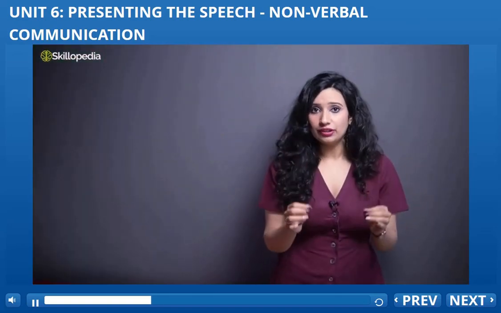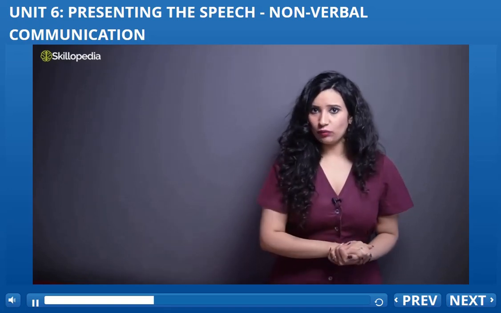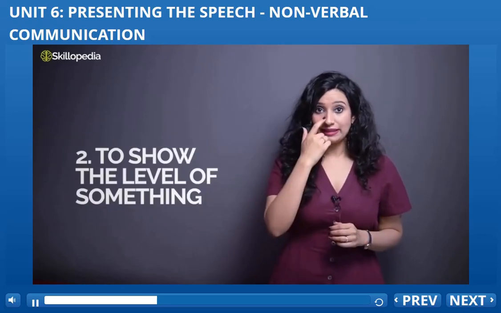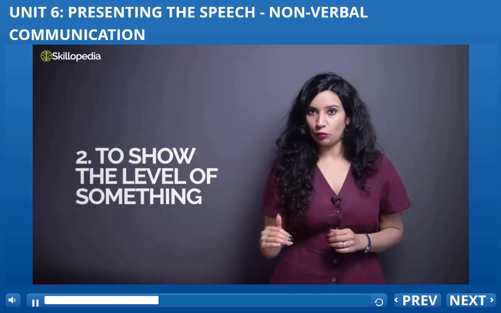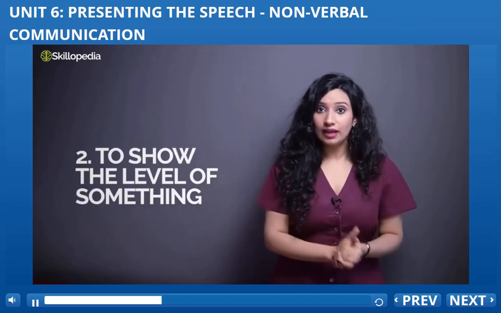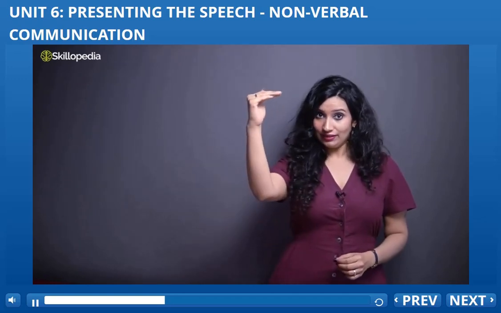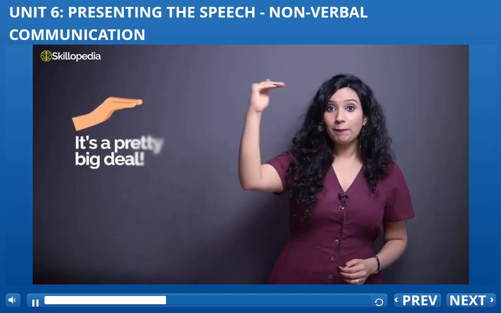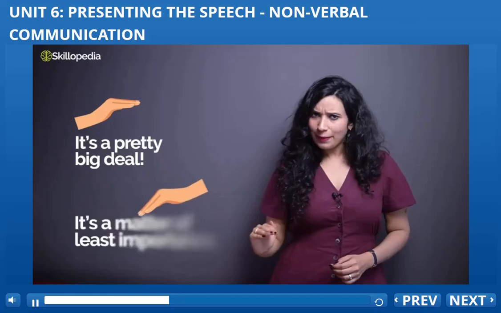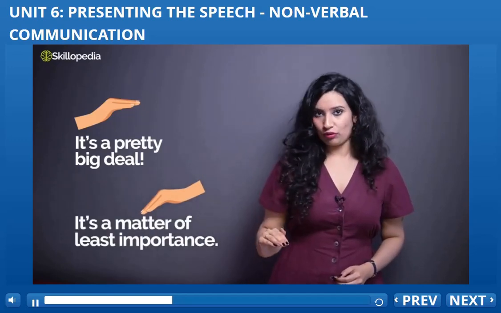The next useful gesture is to show the level of something. This is a really easy one and can be used literally to show someone what level something is. For example, if something is high or if something is low. You can use this to indicate how big or small something is or where someone stands. Let's look at an example. You can use the high version like this for saying something like, it's a pretty big deal. Or you can use the low version by saying, it's a matter of least importance. So, it's a pretty big deal and it's a matter of least importance.